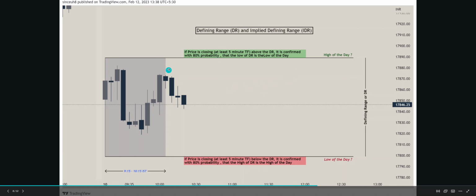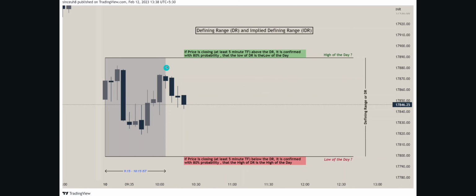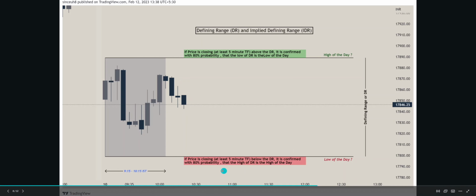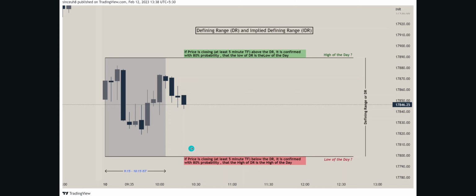So let me repeat. After 10:15, if a 5-minute candle breaks and manages to close above the high of the defining range, then it is confirmed with 80% probability that the low of the defining range is the low of the day, and vice versa. If a 5-minute candle manages to close below this defining range after 10:15, then with 80% probability the high of the DR is going to be the high of the day.